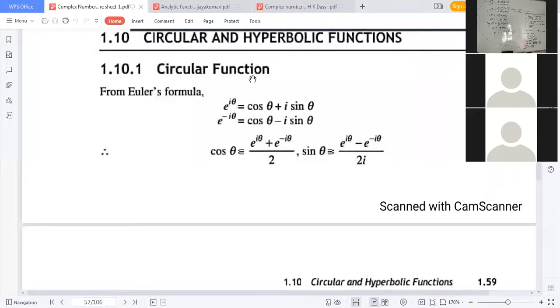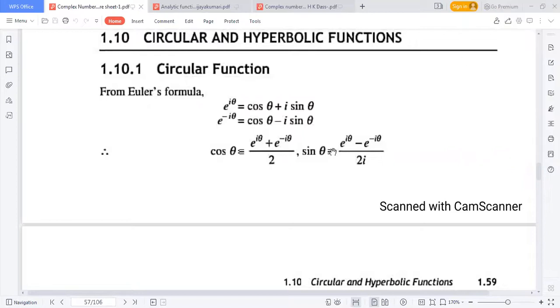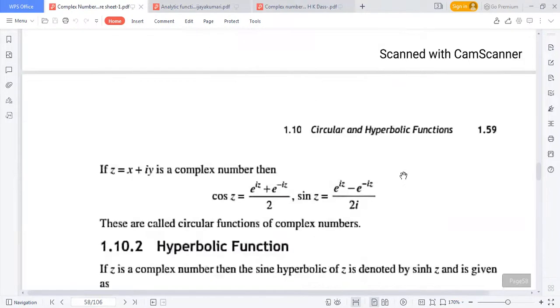A circular function from the Euler function: e to the power i theta equals cos theta plus i sin theta. This is one of the representations of complex numbers. e to the minus i theta, what will it be? Cos theta minus i sin theta. So adding, we get cos theta equals e to the power i theta plus e to the minus i theta, divided by 2. And sin theta will be, just subtracting, e to the power i theta minus e to the power minus i theta divided by 2i.